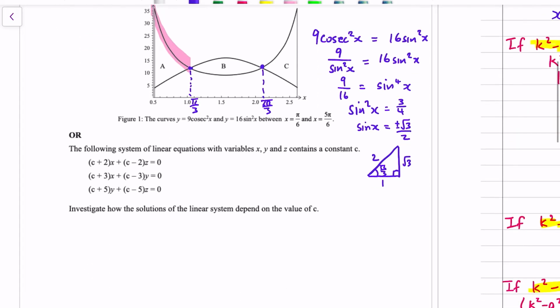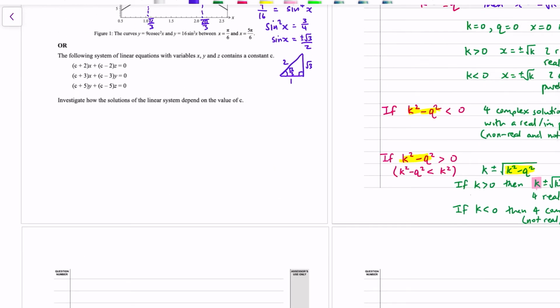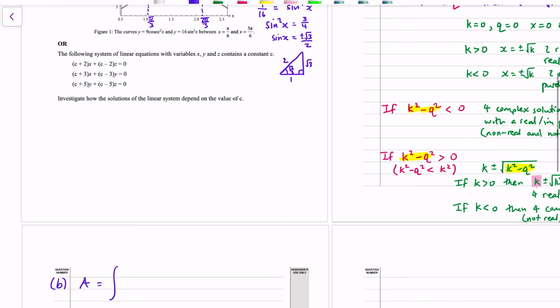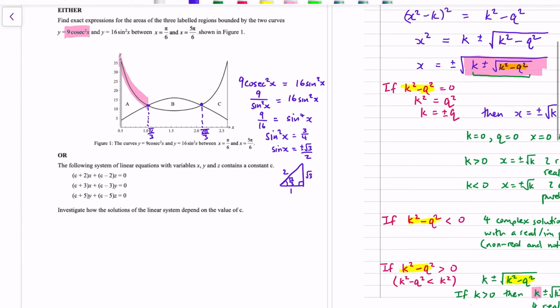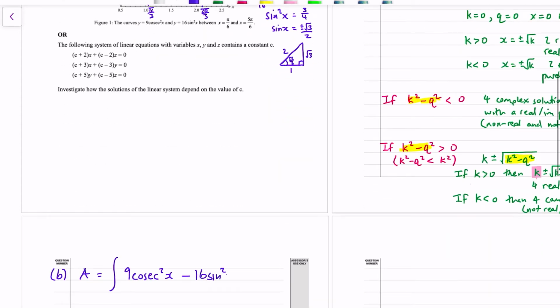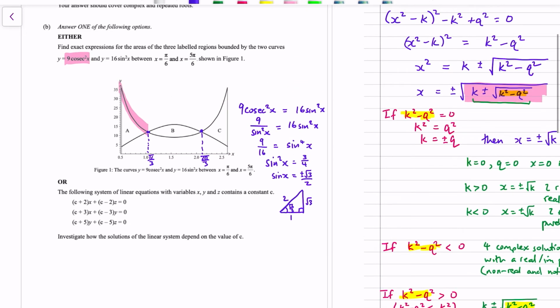Okay, so area A is equal to the integral of 9 cosec squared, the top function, minus the bottom function, 16 sine squared. And we're integrating that between 0.5, assuming that the scale is telling us the region is between 0.5. Oh, no, my bad. No, it's not. It's between pi over 6. Helps to read the question. x equals pi over 6, which is about 0.5, and pi over 3.